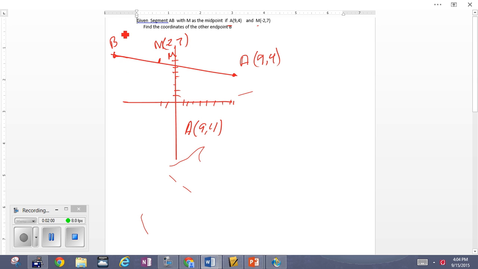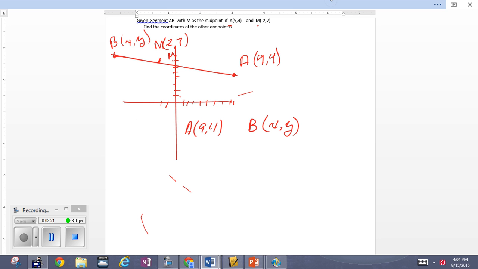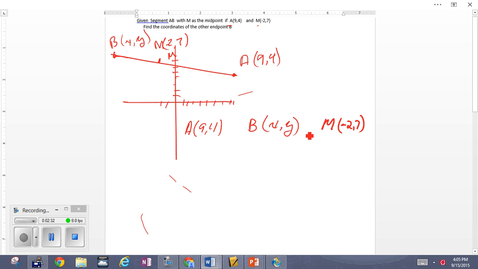So if we don't know what it is, we'll call it simply x comma y. B is going to have coordinates x and y. We don't know; we're trying to find out what that is. And what we have is the midpoint, which was given to us, so we're going to put that in. The midpoint is negative 2, comma 7. Okay, so we write our midpoint formula.